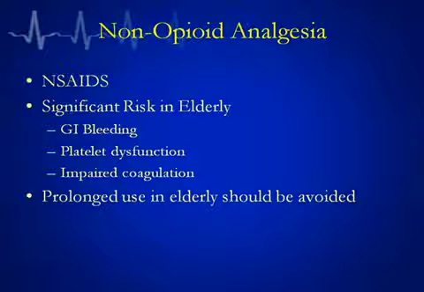NSAIDs. NSAIDs are great. Probably my favorite class of drugs to treat moderate to mild pain, period. The problem with them, they have significant risk in older patients. And the reason they have risk is they cause GI bleeding, peptic ulcer disease, big problems. They also interfere with platelet function.